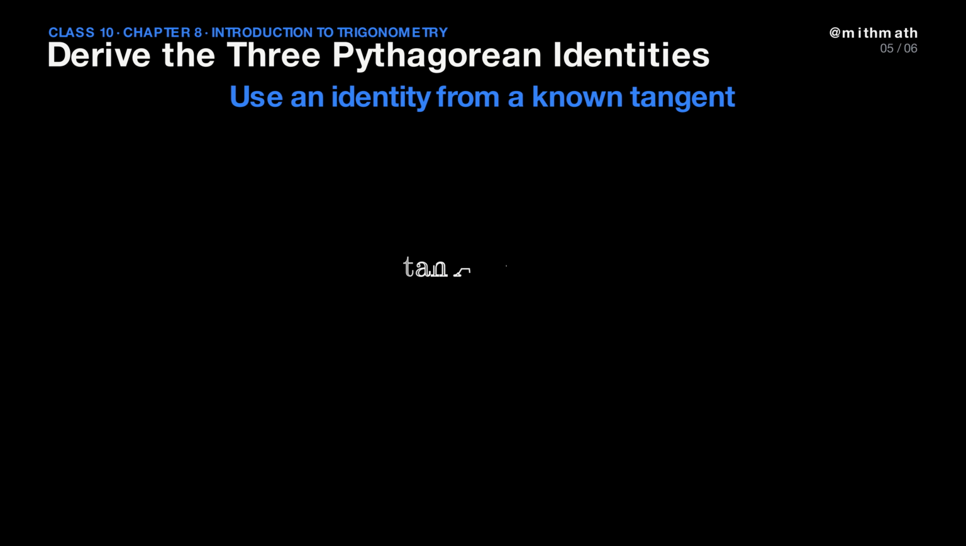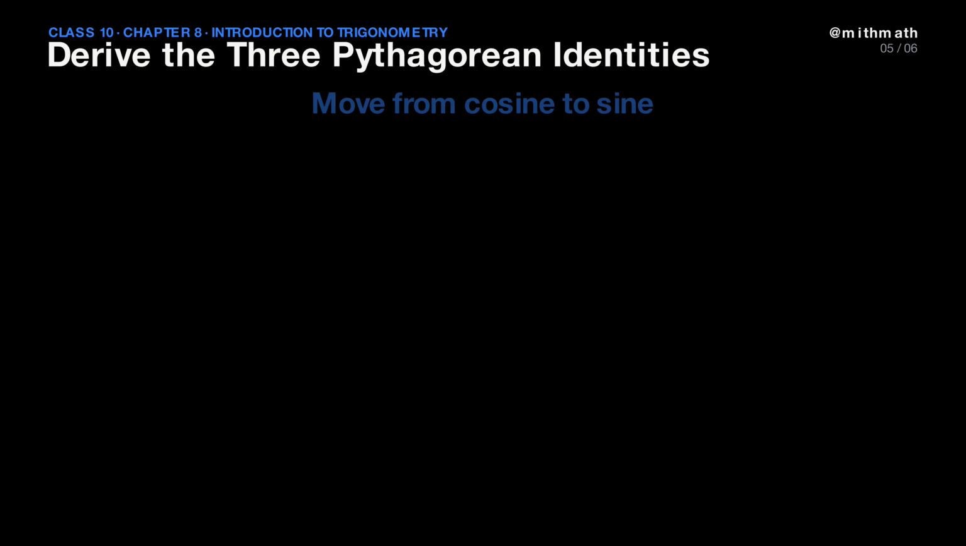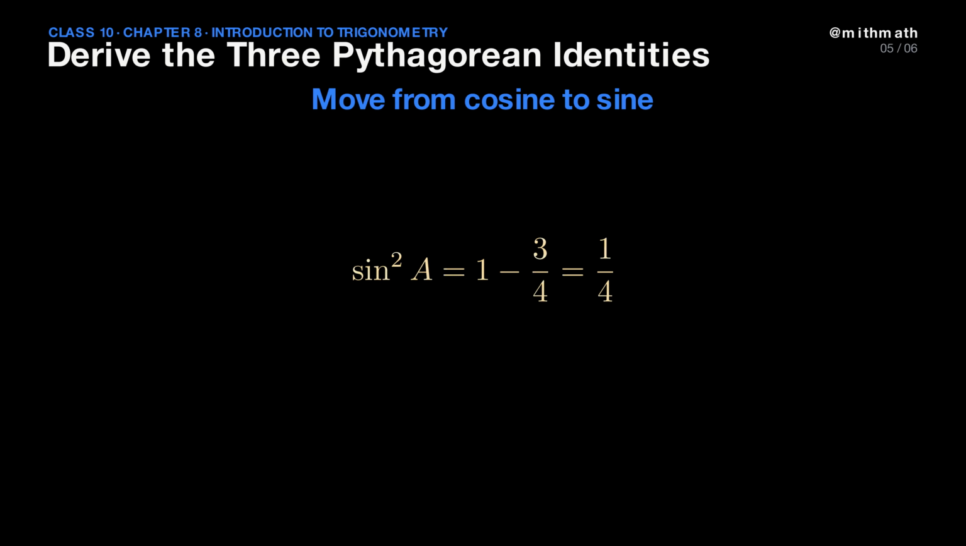With tangent 1 over root 3, the tangent identity gives secant squared 4/3. Acute angle positivity selects positive secant, whose reciprocal gives cosine root 3 over 2. The sine-cosine identity now gives sine squared 1/4. Because A is acute, sine is positive 1/2, and cosecant is 2.